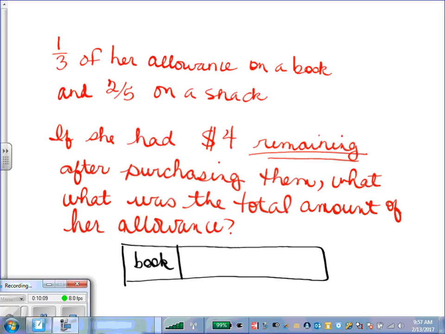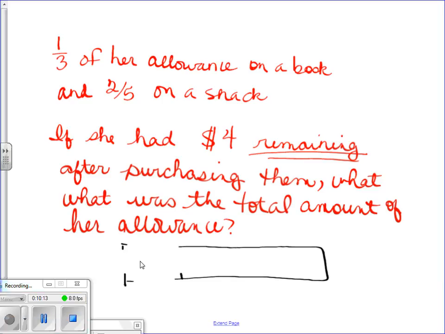Okay. Y'all gonna hate me. Let me erase this one little bit. Because when you have these two different units, I was trying to look at it. Where I have 1/3 of her allowance and 2/5 on a snack, if she had $4 remaining. So one thing is I don't know what her total amount is. That's what I need to figure out.